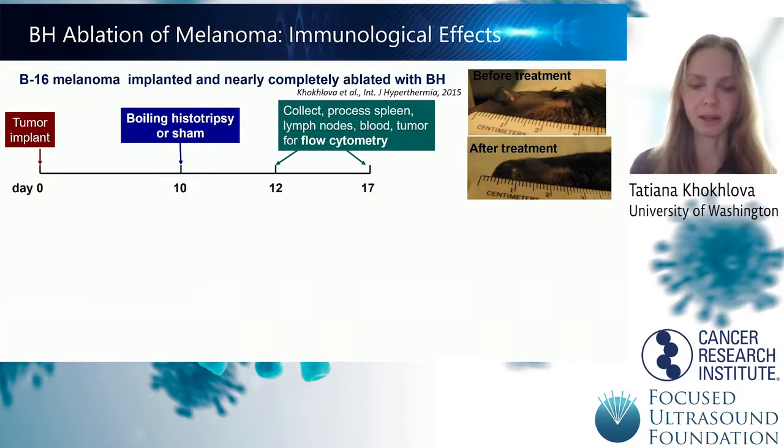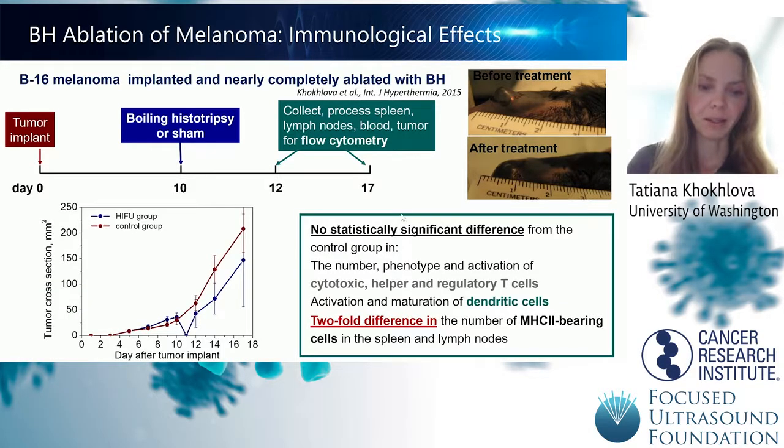this study was conducted by our group almost a decade ago, in which B16 melanoma was subcutaneously grafted and nearly completely ablated with boiling histotripsy. You can see the effect of the treatment here. Following the ablation, tumor outgrowth and immune cell populations were characterized in the tumor, blood, and lymphatics. And while this ablation did confer the retardation in tumor growth, the residual tumors still grew.